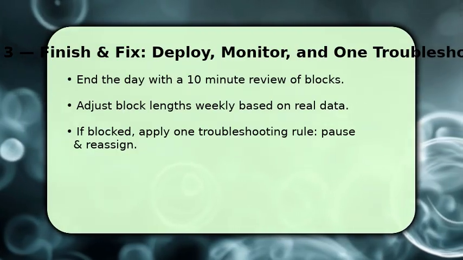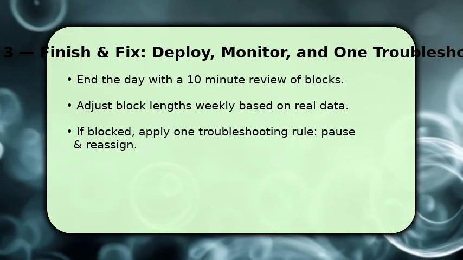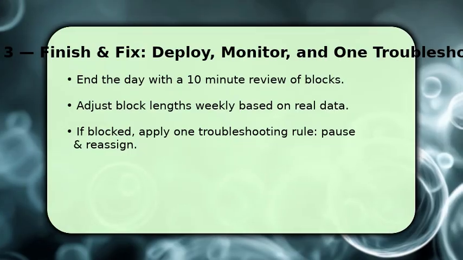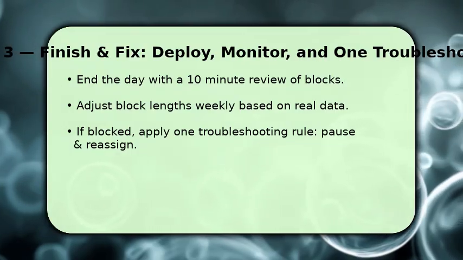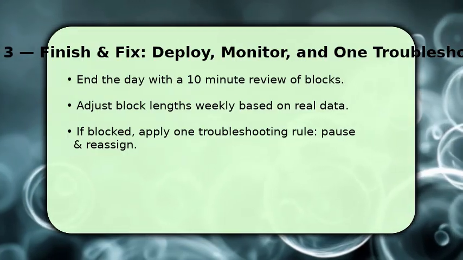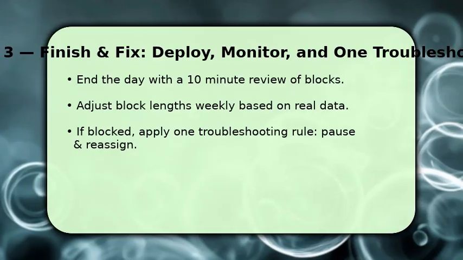If you hit resistance, constant interruptions, or missed blocks, use one troubleshooting rule. Pause, label the interruption, and immediately reassign the task to the next available specific block. Make sure to protect at least 1 flexible block for catch-up. That keeps the system resilient.